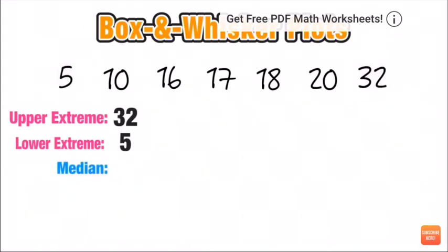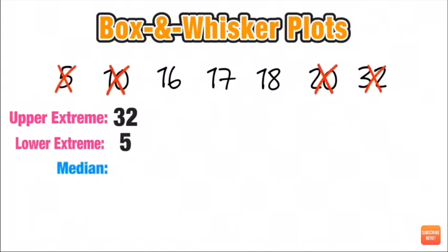The next piece of information that we need is the median. Now we know that the median is the middle of the data set, so I work from the outside in until I get to the middle value. In this case, 17 is the median.